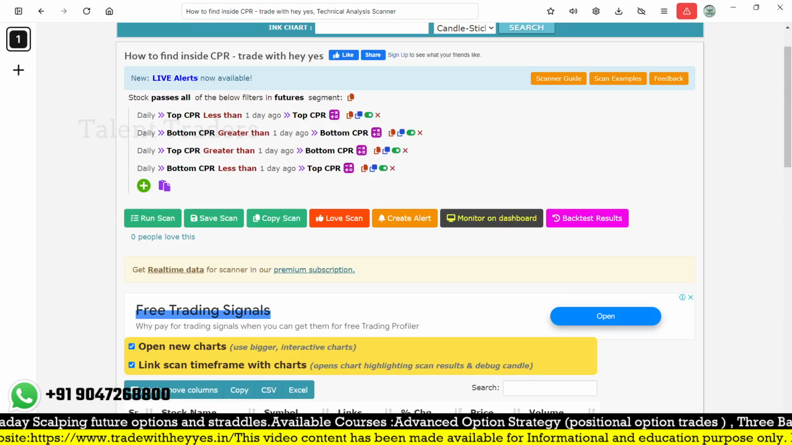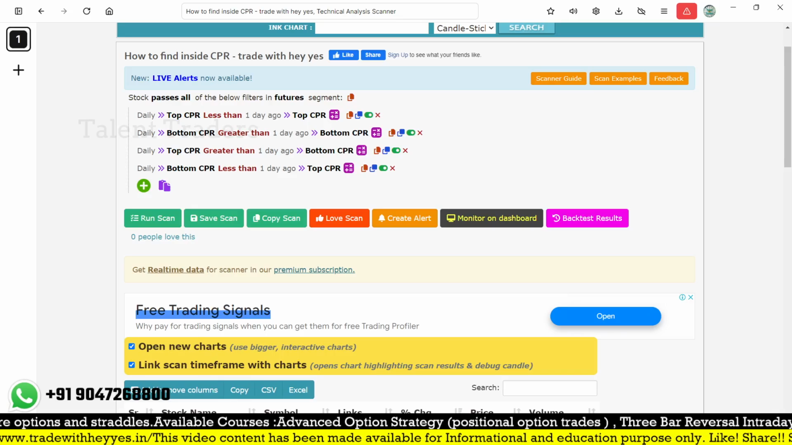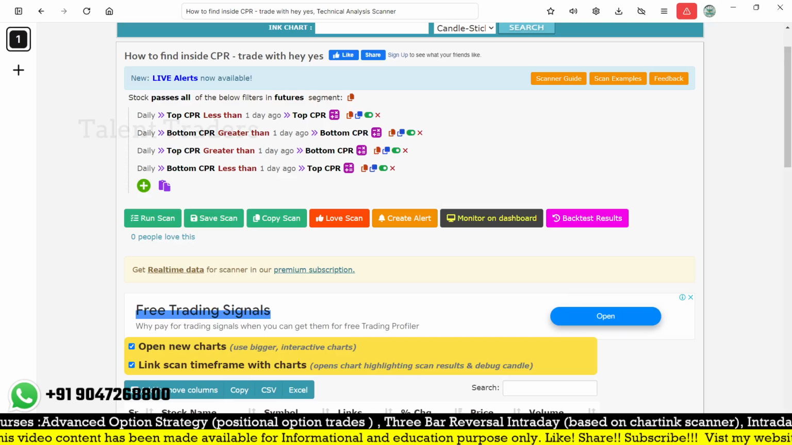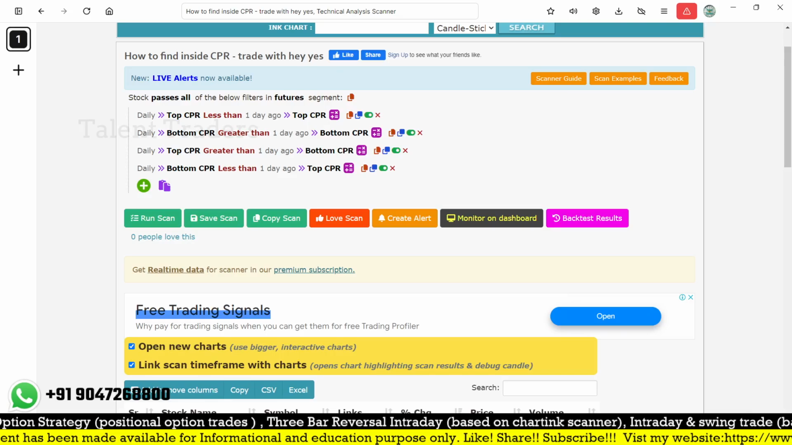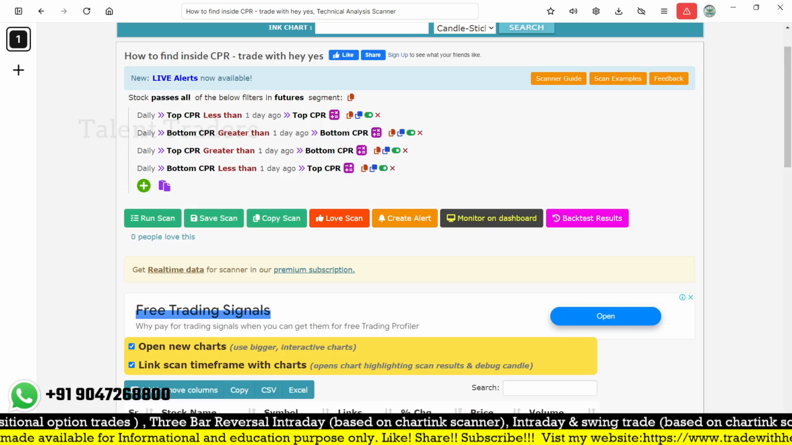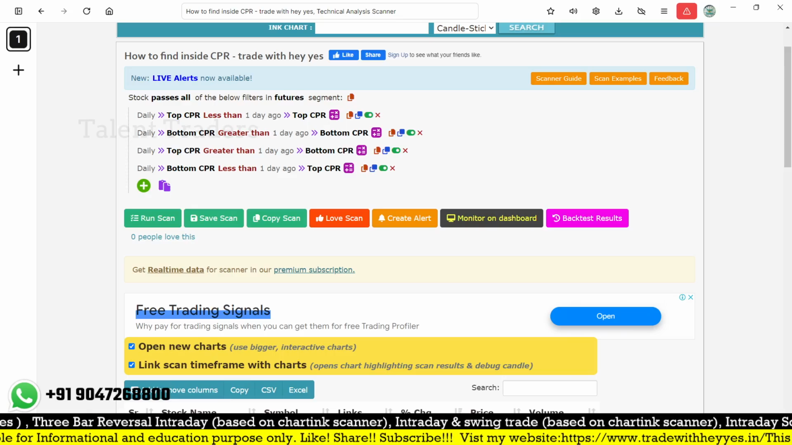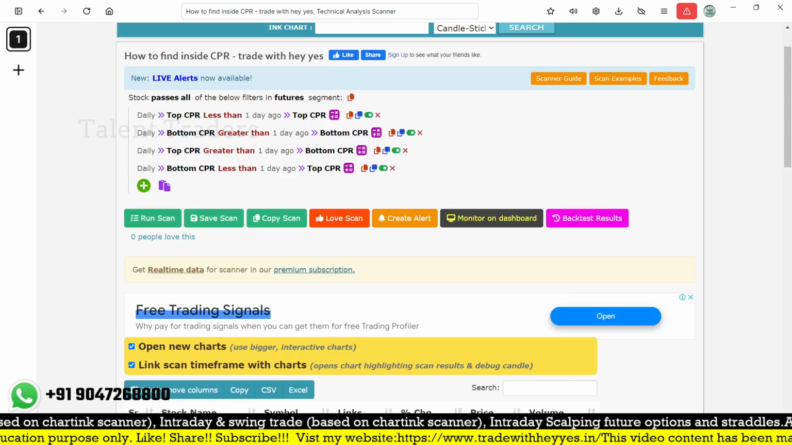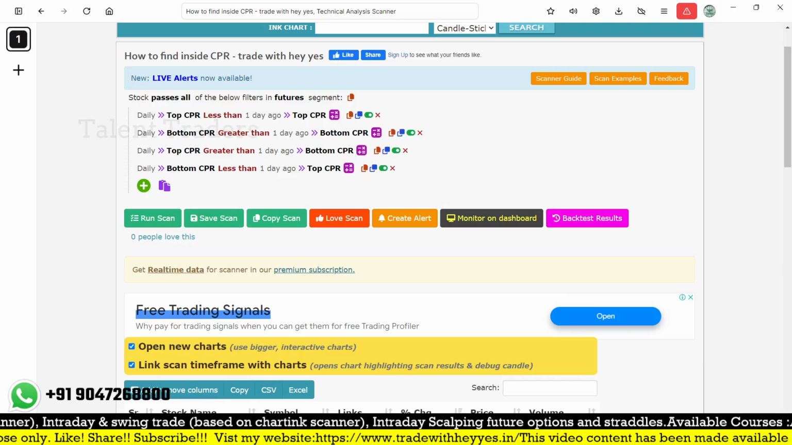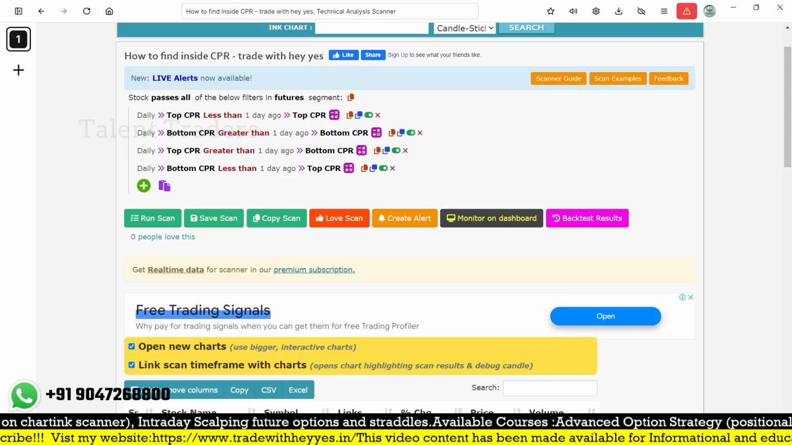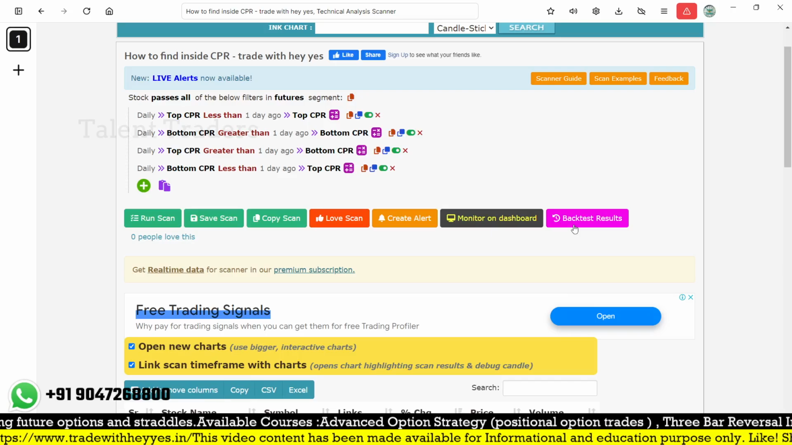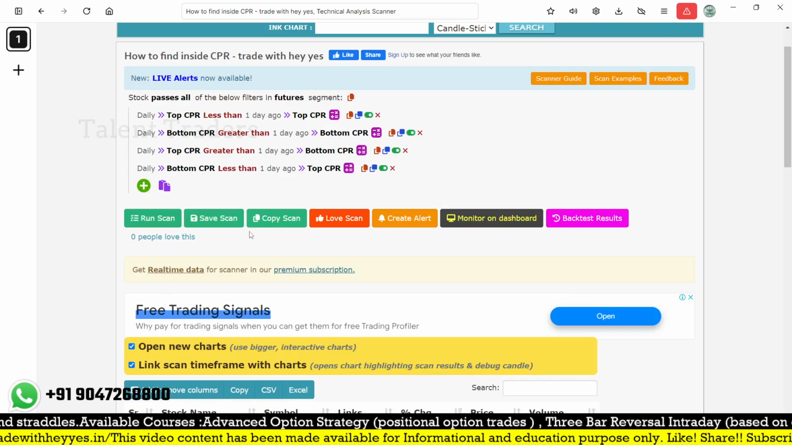I'm making it, and here I'm just using the top CPR and bottom CPR. Simply, I created the scanner based on the custom indicator. Maybe people have some ideas how to trade narrow CPR stocks, but I'm not going to tell you how to trade narrow CPR. But I have some concepts, so maybe if it is suitable, then you can utilize it for your intraday trade also. And this is the concept and conditions which I have created earlier. The scanner would be available on my premium Telegram group.